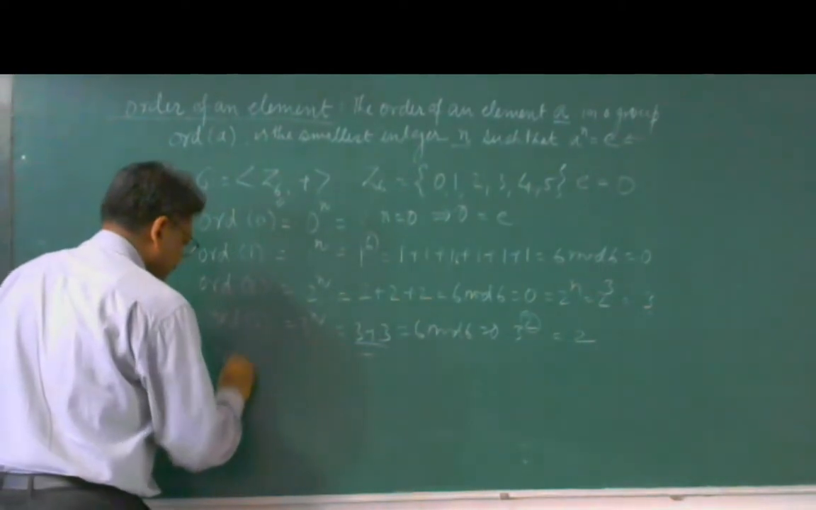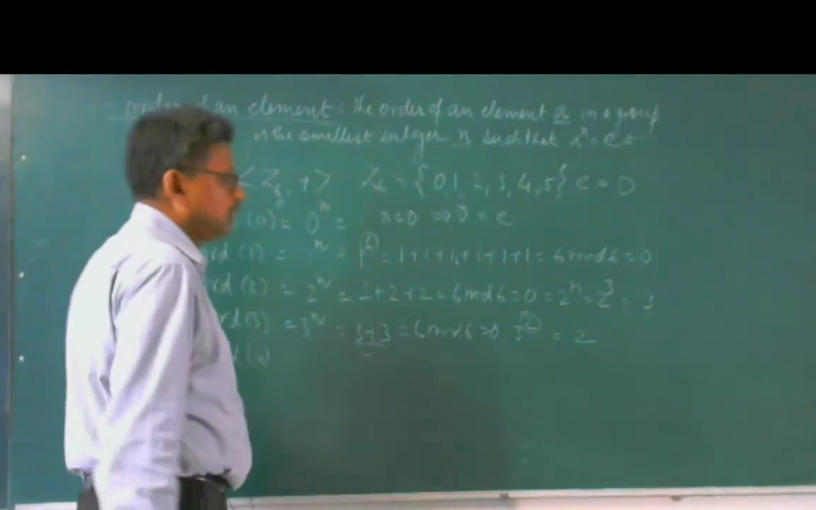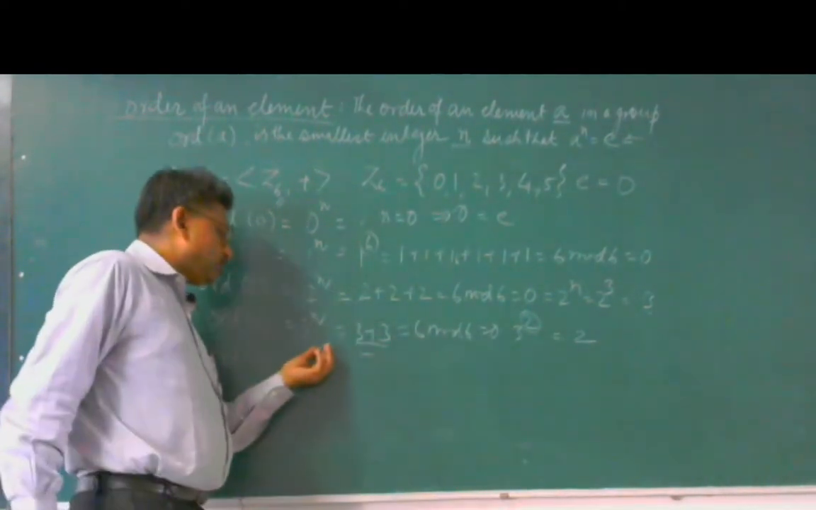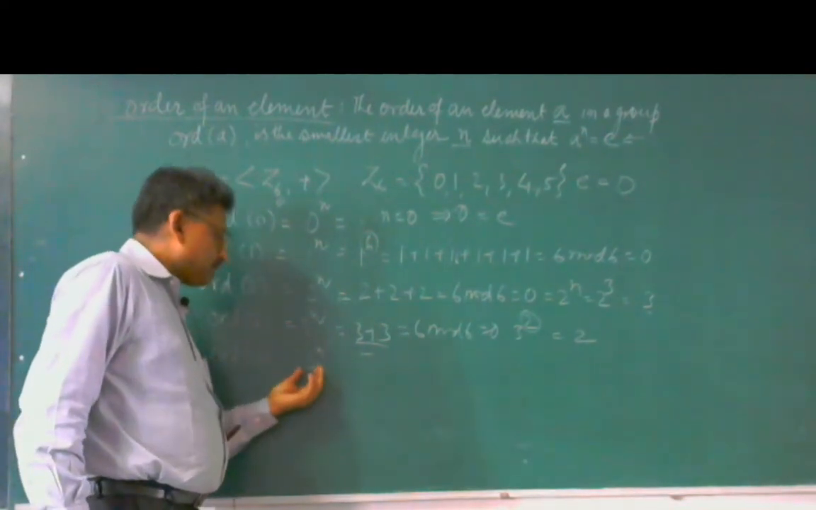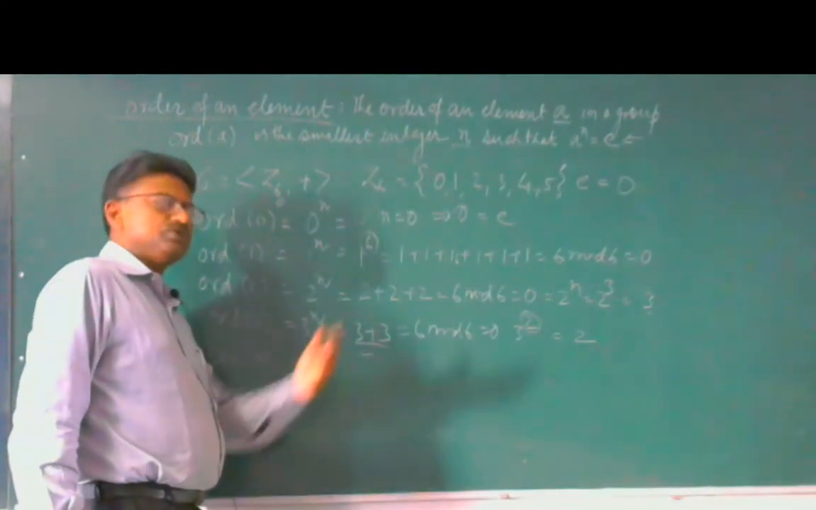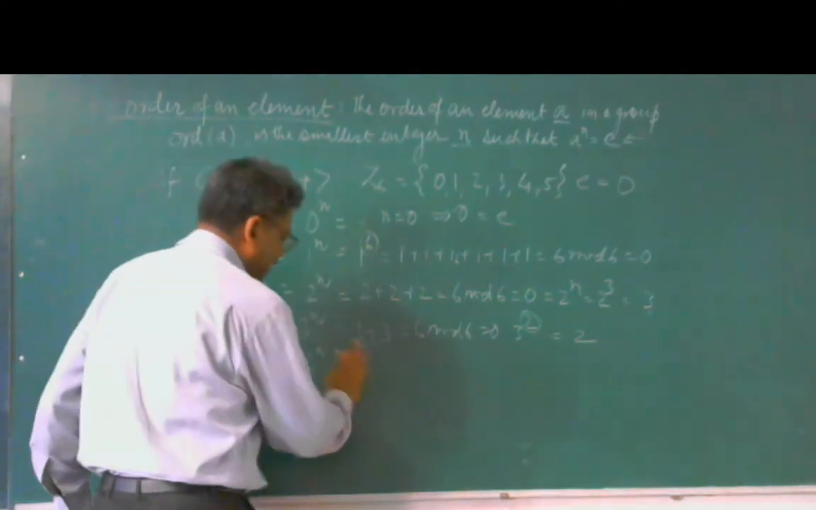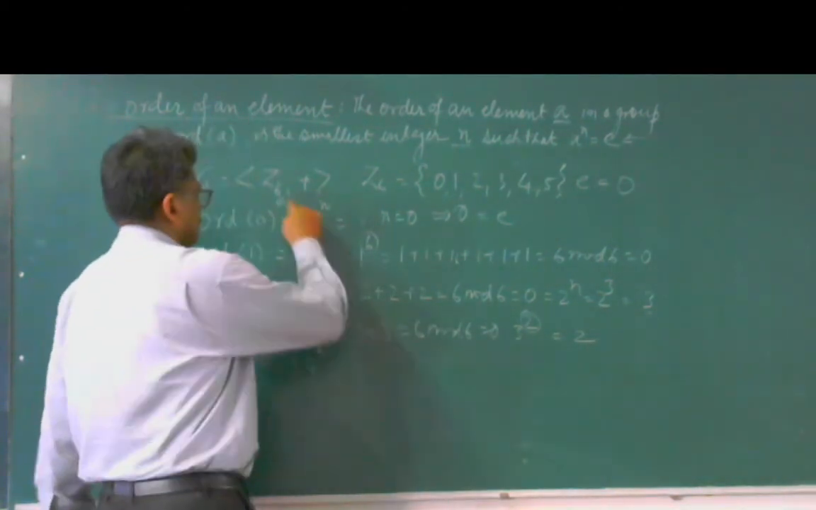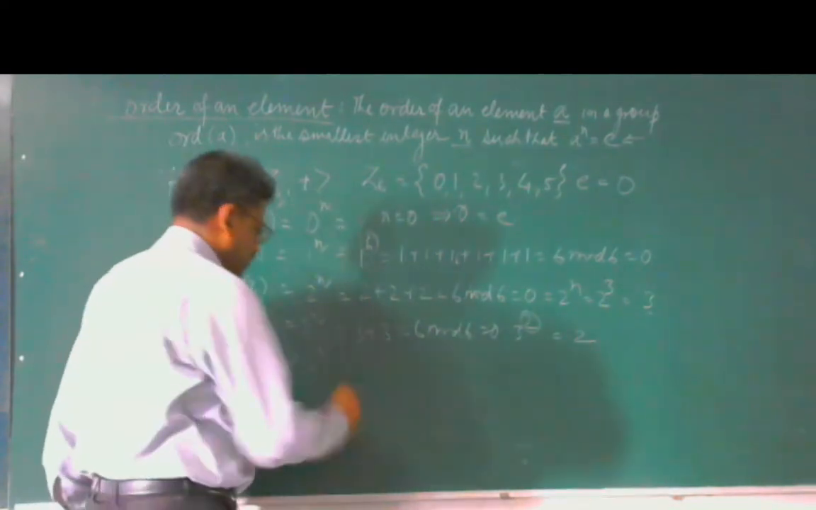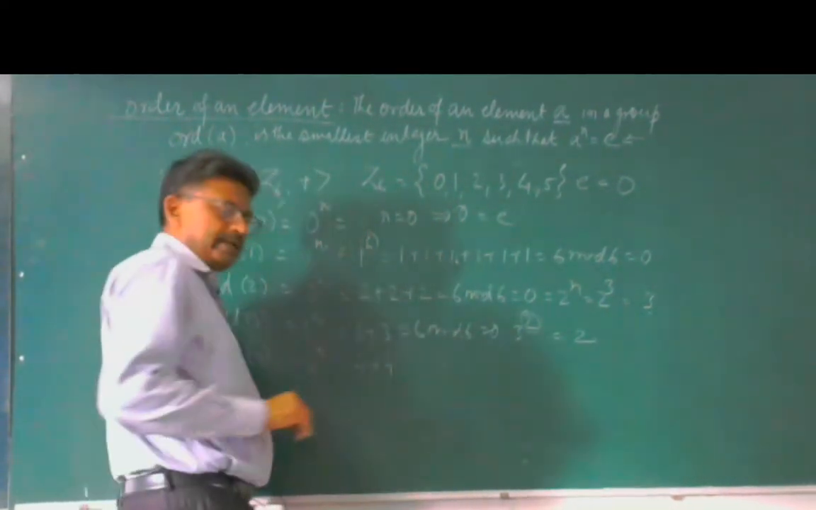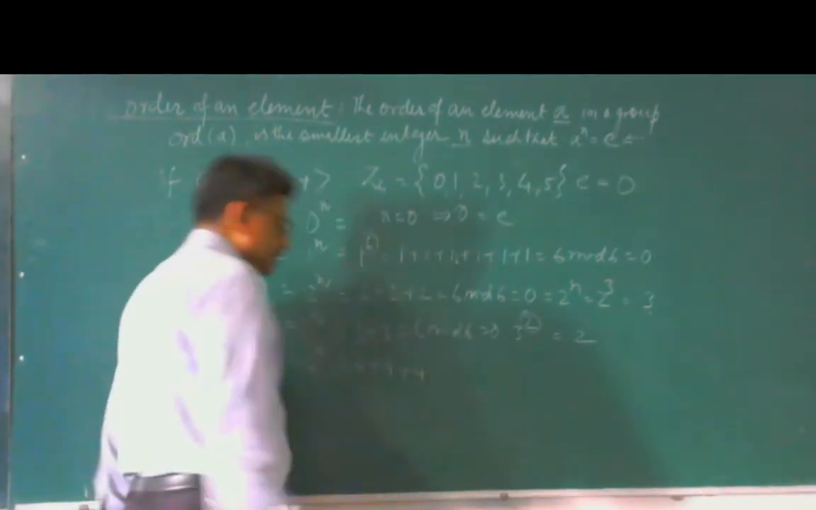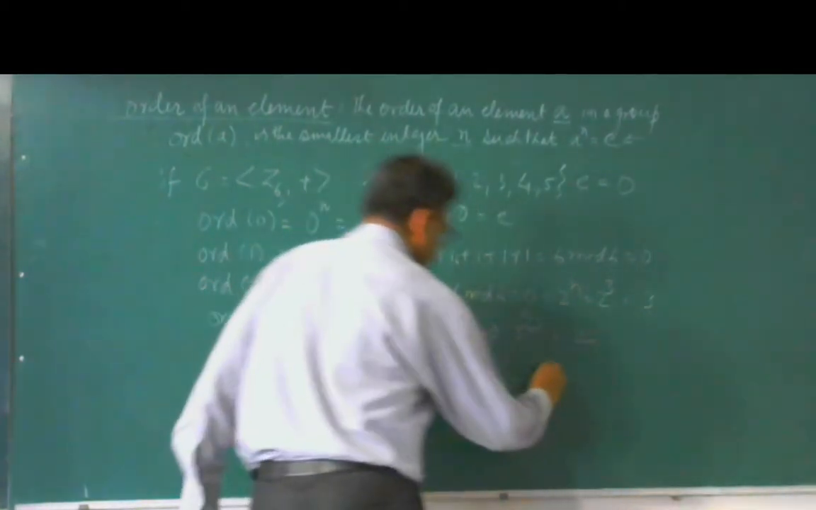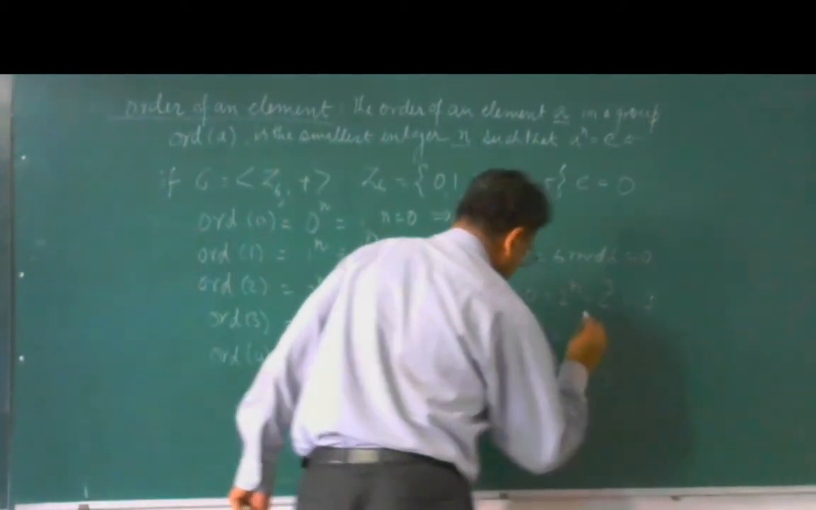Similarly, order of 4. What will be the order of 4? So 4 to the power n. What you have to do? You have to find out the smallest value of n, such that if 4 is added n times, the resultant should be equal to 0. Here the mod value is 6. So if 4 is added with 4, it will be 8, not 0. If 4 is added 3 times, we will get 12, and 12 mod 6 is equal to 0. So it means 4 to the power 3. So order of 4 is 3.